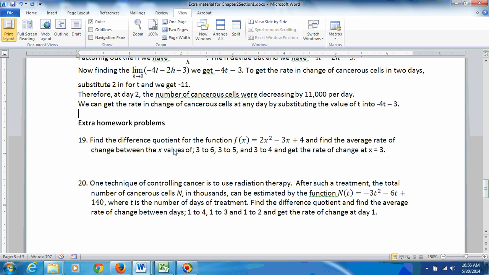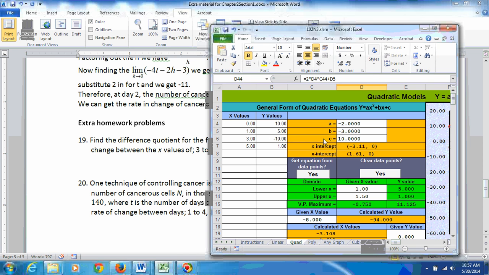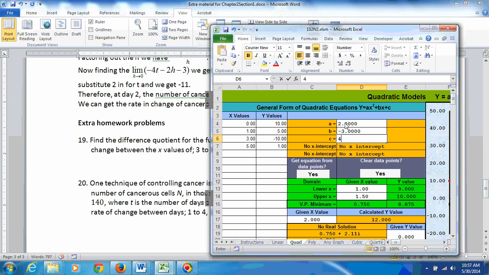Here's another one. Find the difference quotient for this function and find the average rate of change between the x values going from 3 to 6, 3 to 5, 3 to 4. Well, that's really a review of section 1.4 where we were doing this stuff. Let me go ahead and do some of this. It's quadratic. The coefficients are 2, -3, and 4. So those are in there.